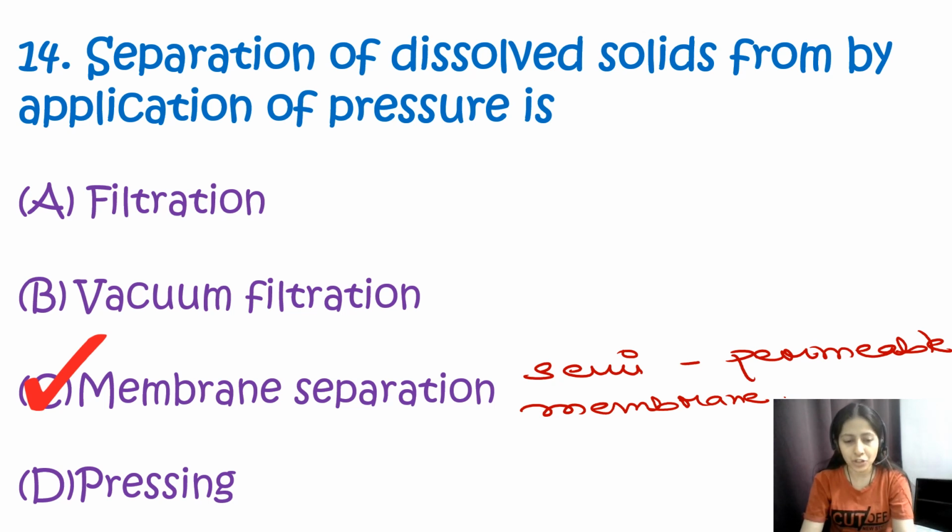And in the pressure technique what happens? In the pressure technique, it usually refers to the application of pressure to the solids to extract the liquid, and we know that this isn't specifically about separating dissolved solids from a solution. Therefore over here my correct option is option number C, that is membrane separation.